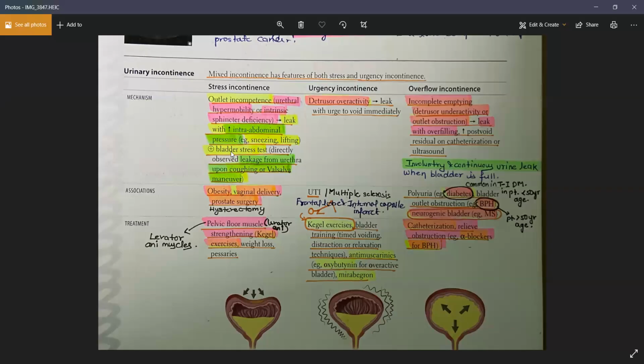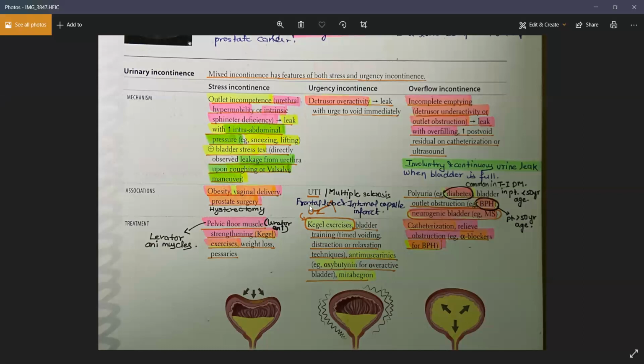Okay, so obesity, vaginal delivery, prostate surgery, hysterectomy, and pregnancy, especially the third trimester. All of these things can cause stress incontinence. Treatment includes tightening the pelvic floor muscles, and that can be done with Kegel exercises.